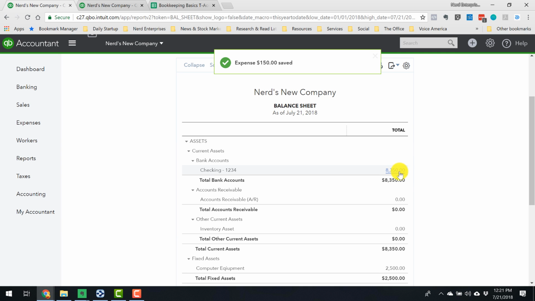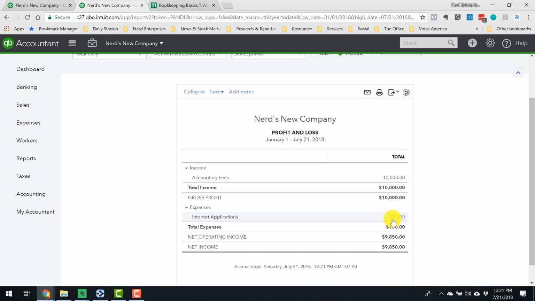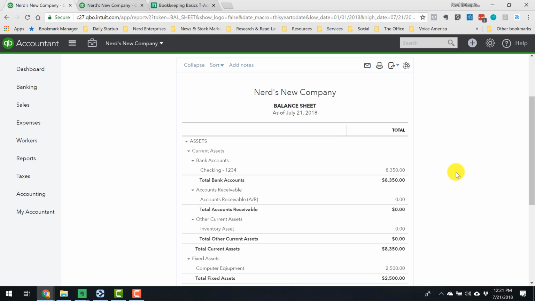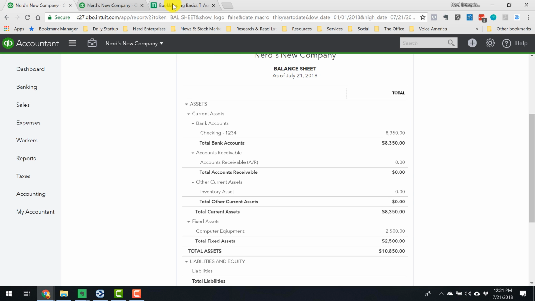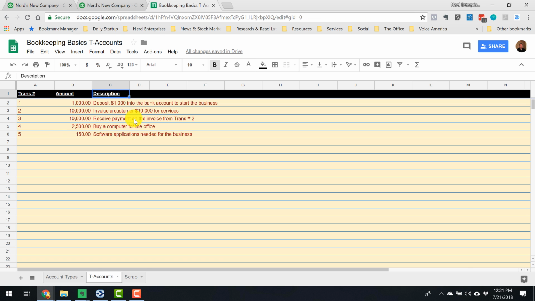Cash has been reduced to 8350. Net income 9850, just as I had predicted. Everything worked exactly as it should, and that concludes our 5 transactions.